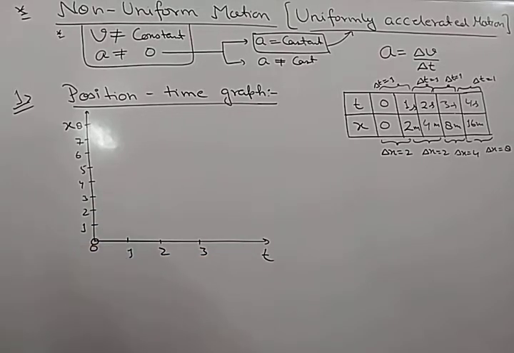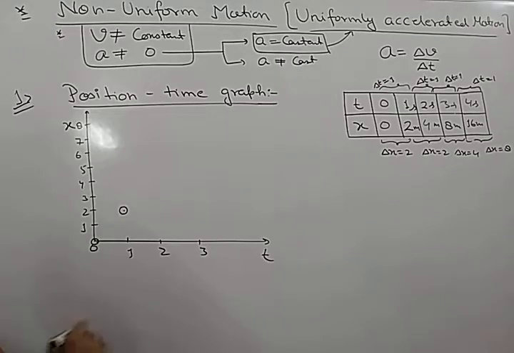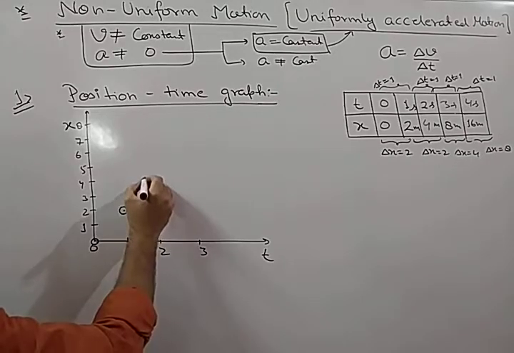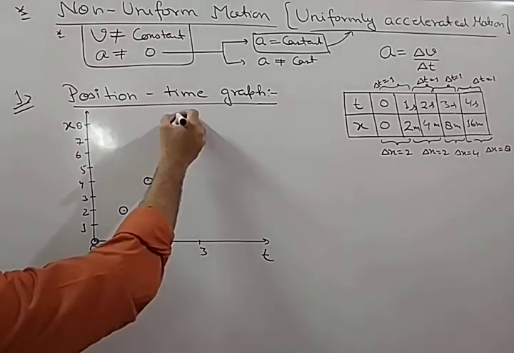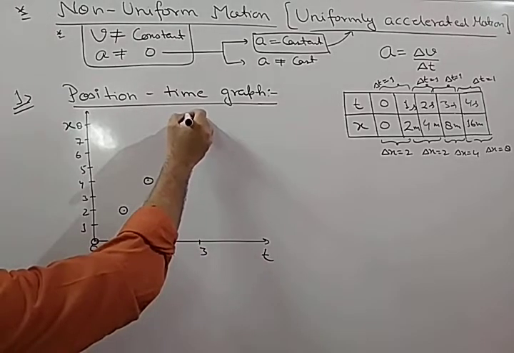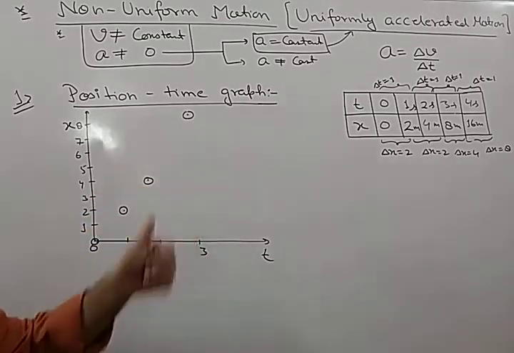This is 0, 0. Then the second point is 1, 2. So at t is equal to 1, displacement is 2. Then at t is equal to 2, displacement is 4. Then at t is equal to 3, displacement is 8. Okay. So if we draw the graph, it will not be a straight line.